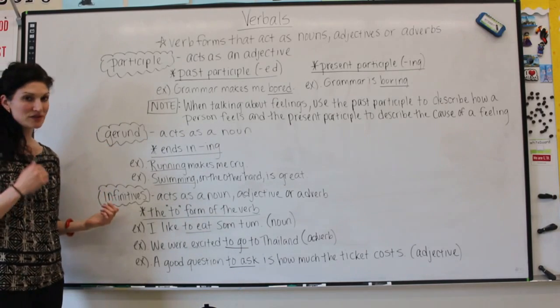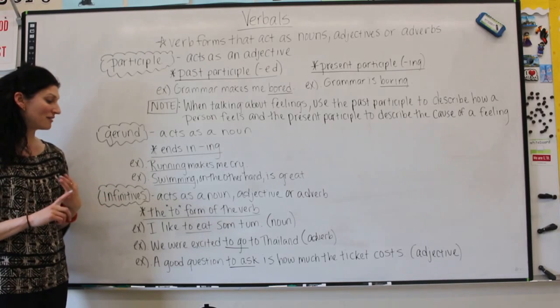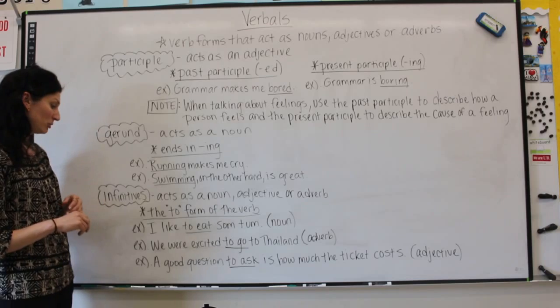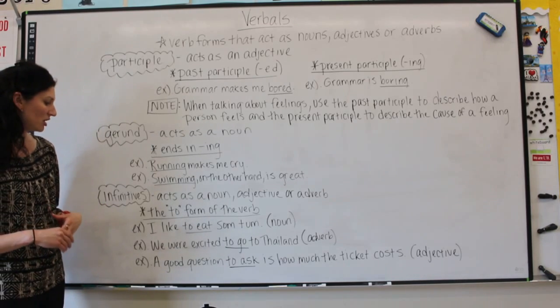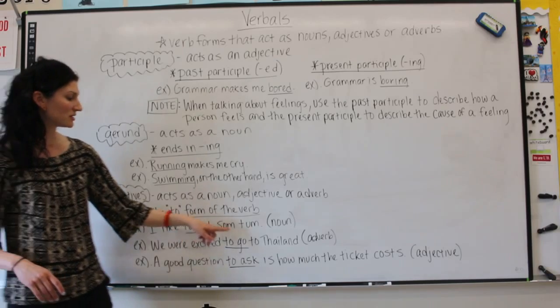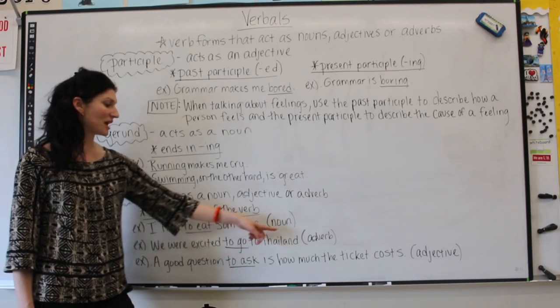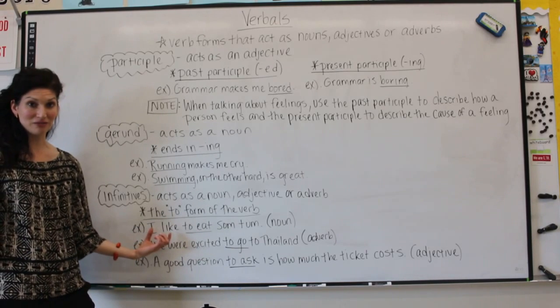Now, infinitives are verb forms that act as a noun, an adjective, or an adverb. And it's basically the fancy way of saying the to form of a verb. So let's take a look at the examples that I have down here. We have, I like to eat some tum. In this sentence, the infinitive to eat is actually acting as a noun. It's what I like, okay?